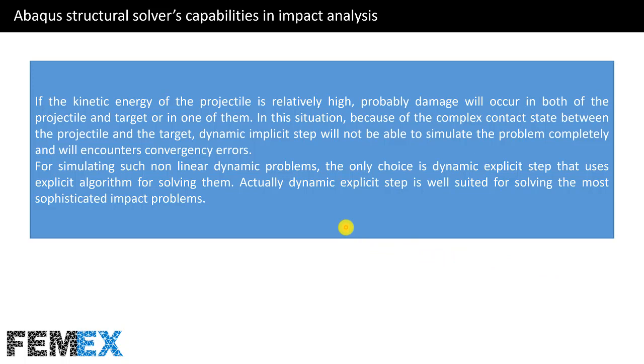If the kinetic energy of the projectile is relatively high, probably damage will occur in both the projectile and the target, or in one of them. In this situation, because of the complex contact between the target and the projectile, the dynamic implicit step will not be able to simulate the problem completely and will encounter convergence errors. For simulating such nonlinear dynamic problems, the only choice is the dynamic explicit step that uses an explicit algorithm for solving them. Actually, the dynamic explicit step is well suited for solving the most sophisticated impact problems.